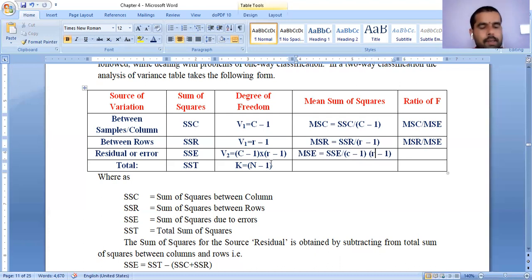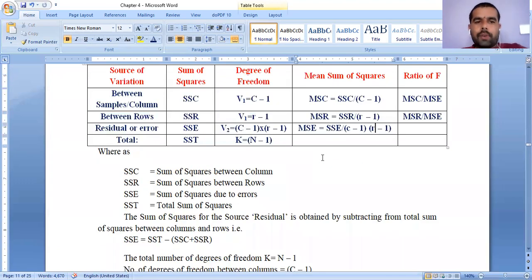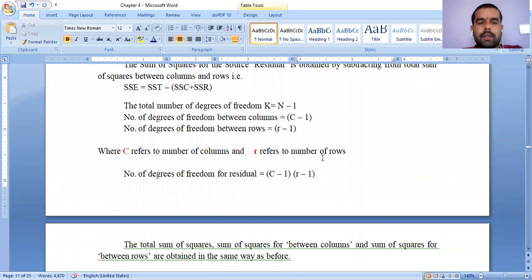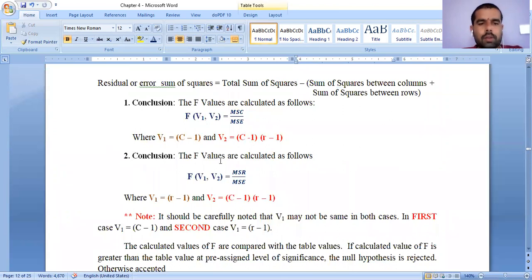Okay, so let's see one problem. According to that problem, you have to find these values: SSC value, SSR value, SSE value, SST value, then V1 value, again V1 value, V2 value, then MSC value, MSR value, MSE value. Observe this problem carefully. Very much important here: we are doing two-factor analysis, which we call ANOVA two-way classification. Already we discussed conclusion 1 and conclusion 2 in the previous class.